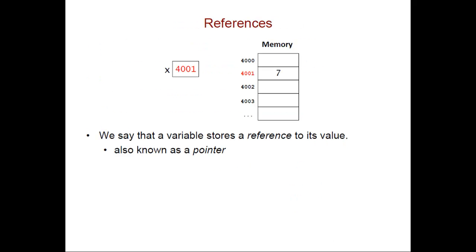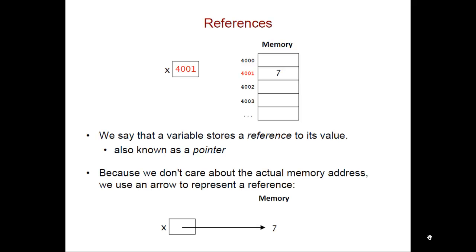When a variable stores a memory address in this way, we say that it is storing a reference to its value. Another term that is sometimes used is a pointer. And because we don't actually know the memory address and we don't care about it really, when we draw references, we're going to use arrows to represent them. So here you can see I have an arrow going from the variable x to its value, which is 7.